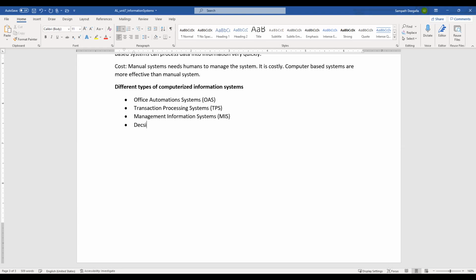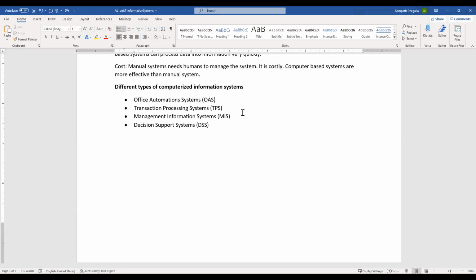Then decision support system. We normally call it DSS, right? Now, for example, if you visit a doctor, usually we will have different devices there, and based on the tests, doctors can make decisions. So there are some information systems there to help with decision making. These are known as decision support systems.